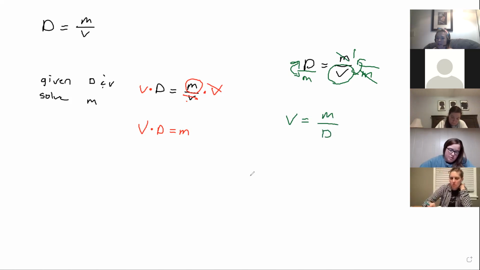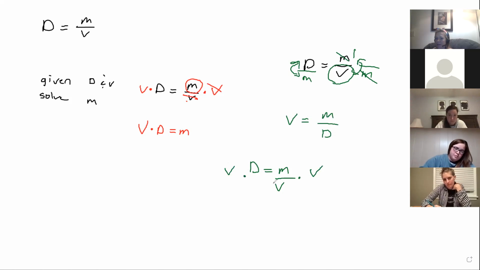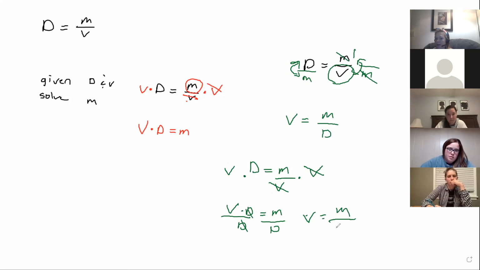Okay, another way to do that, density equals mass over volume. If you're trying to get volume, just get it out from underneath the fraction bar. So multiply by volume and multiply by volume. That will disappear. We now have volume times density equals mass. And then let's move density over. So divide by D and divide by D cancels. And what do we get? Volume equals mass divided by density. All right, that's another way to do it.